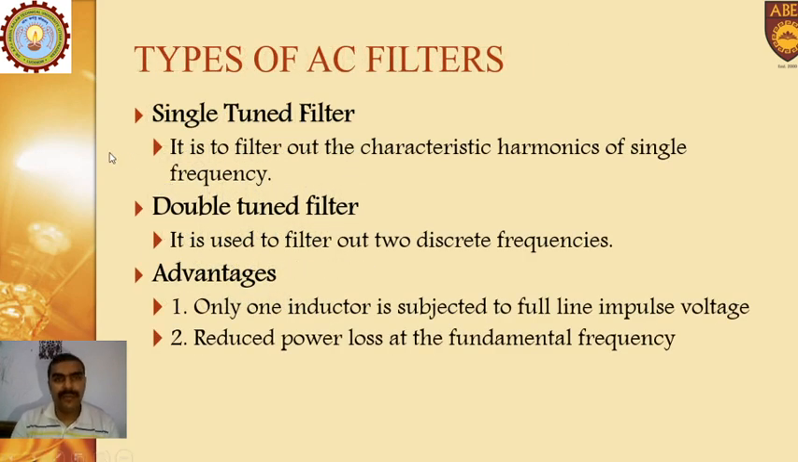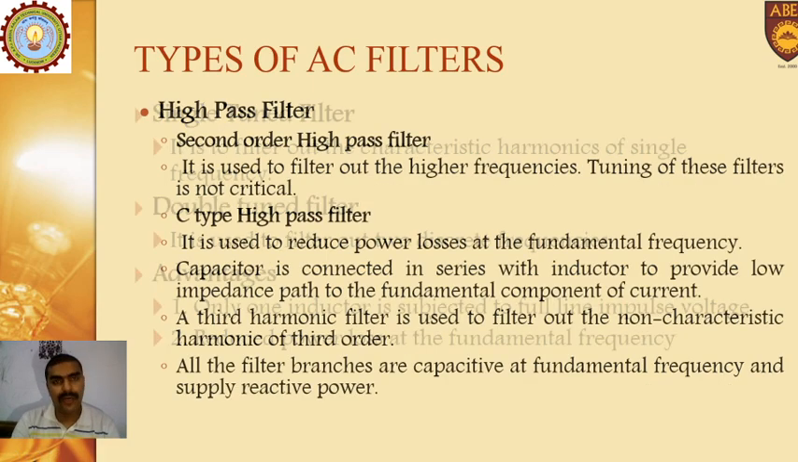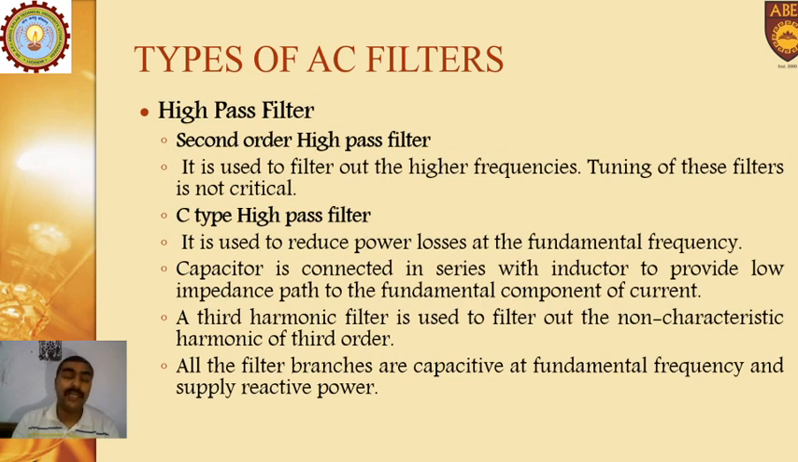So, types of filters. A single tuned filter filters out the characteristic harmonics of a single frequency, and a double tuned filter is used to filter out two discrete frequencies. So a single tuned filter filters one frequency and a double tuned filter filters two frequencies. The advantages of the double tuned filter are that one inductor is subjected to full line impulse voltage, and there is reduced power loss at the fundamental frequency. So it is a little better as compared to the single tuned filter.